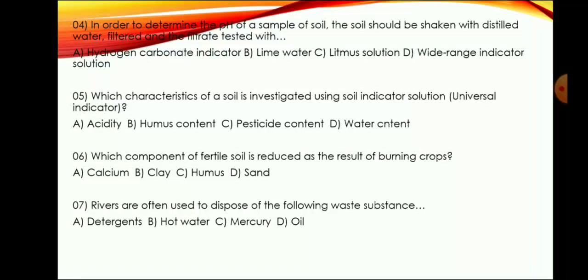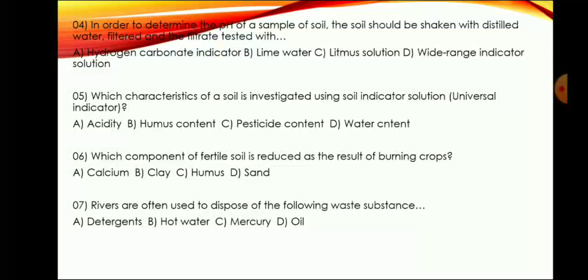Next question. In order to determine the pH of a sample of soil, the soil should be shaken with distilled water, filtered, and the filtrate is tested with option number A, hydrogen carbonate indicator. Number B, lime water. C, litmus solution. D, wide range indicator solution. So the option is number D, wide range indicator solution, which is helpful for the determination of the pH.